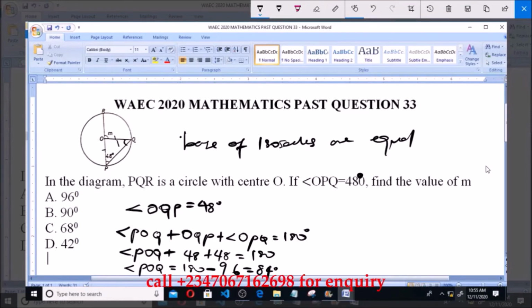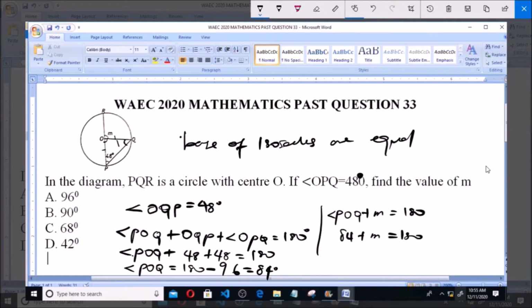Now let's look at it. This is the angle POQ. It is now 84 degrees. If you look at it, angle POQ plus M is equal to 180 because they are angles on a straight line. So therefore, since angle POQ is 84, we have 84 plus M is equal to 180. So M is equal to 180 minus 84 degrees, and M is equal to 96 degrees. So the answer to this question is option A, 96 degrees.